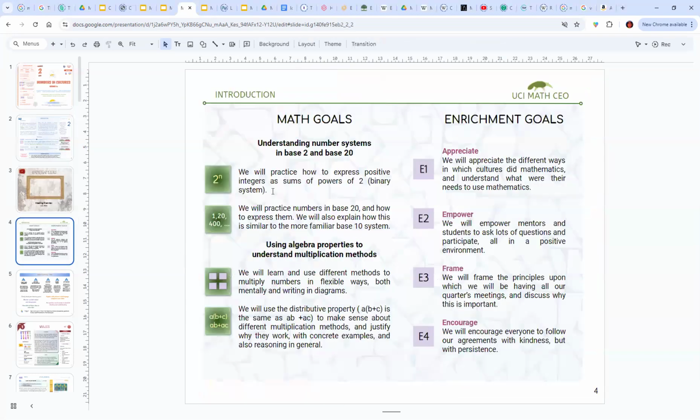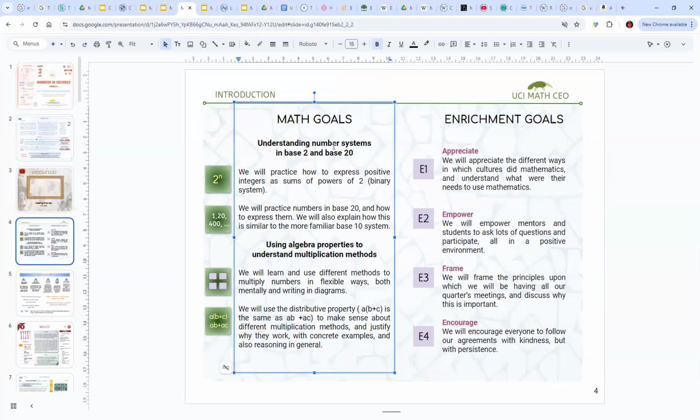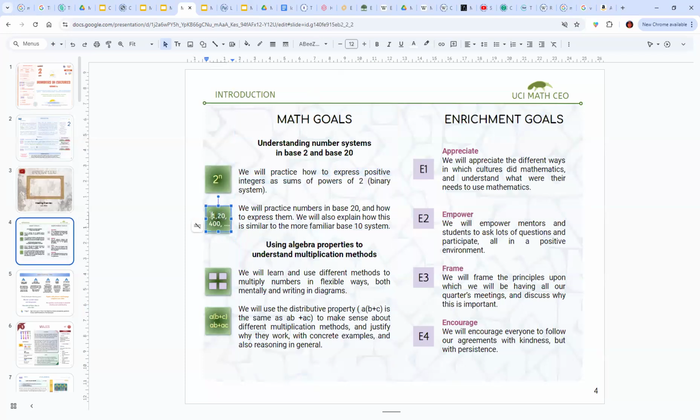Let's talk a little bit about the mathematical goals. There's 2 big things here. First, number systems, understanding them, especially base 2 and base 20. So practice how to express positive integers as sums of powers of 2. And also with the Mayan culture, Mayan numbers, we'll practice how to express numbers in base 20. And it's going to be a lot of fun.